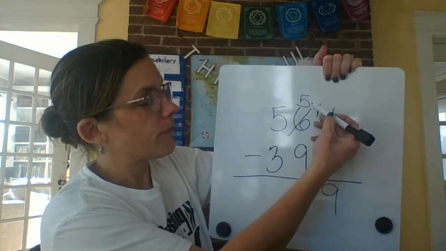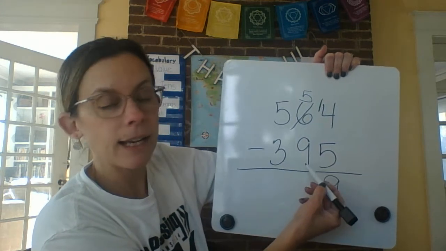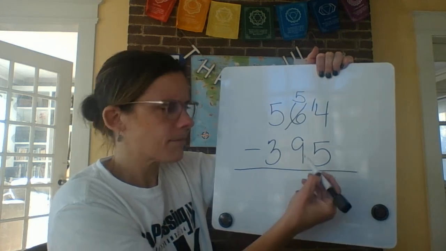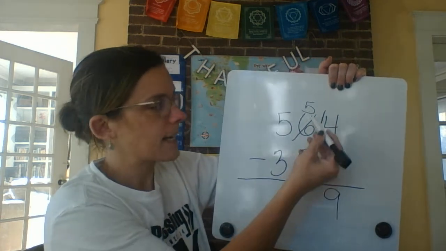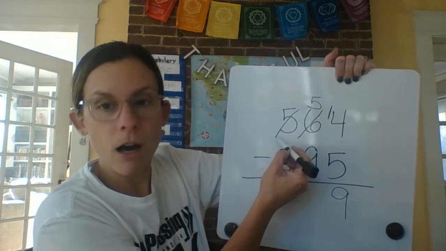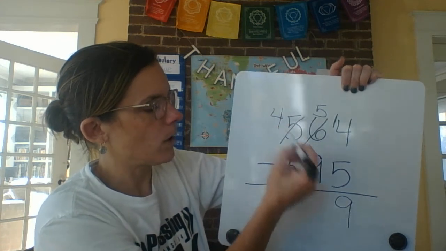Now I look at the next place over, the tens place. 5 take away 9. Can I do that? There's more on the floor, go next door. I cannot take 5 take away 9. So I have to go to the hundreds place. And that 5 becomes a 4.